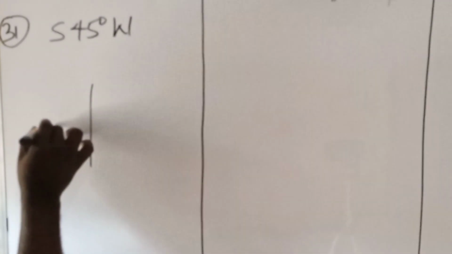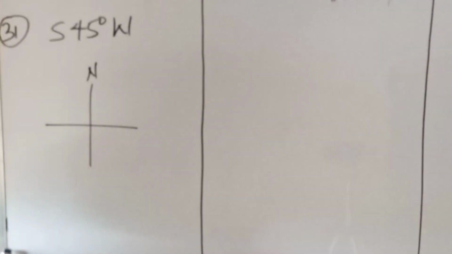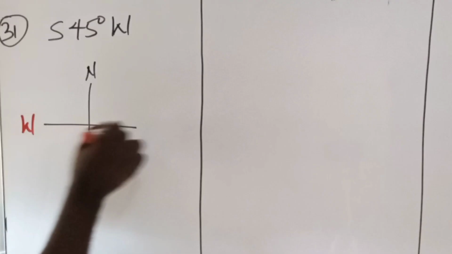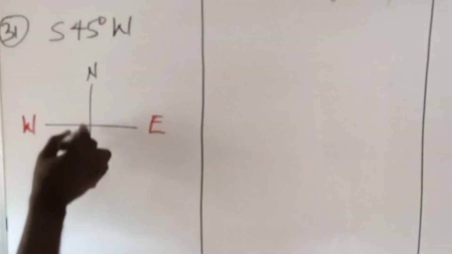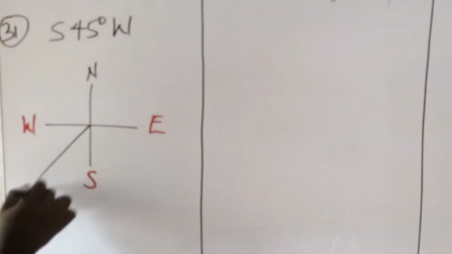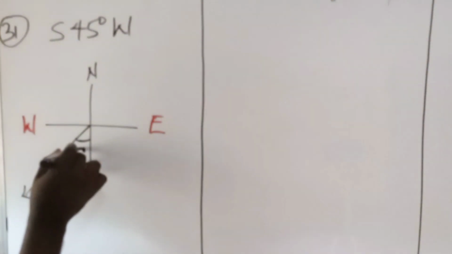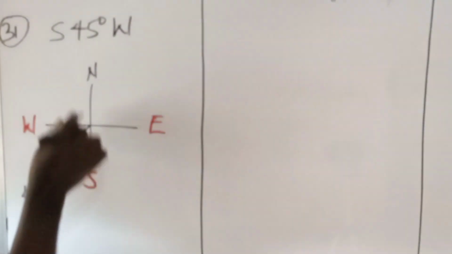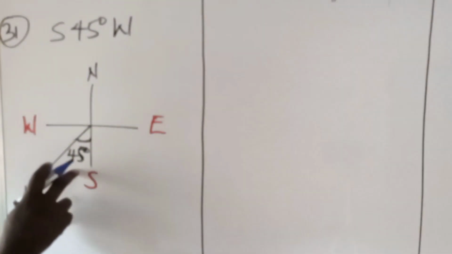So let's sketch it. This is north, this is south, this is the west, and this is the east. In that case, southwest falls here, and it is 45. That's the middle of this. This will be 45 degree. Meaning that south 45 degree towards west. So starting from the south, moving towards west. That is the reason why the angle is here.